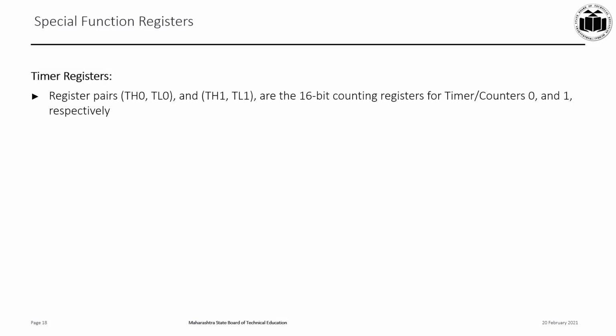Timer registers. Register pairs TH0 and TL0, and TH1 and TL1, are the 16-bit counting registers in which the count for timer 0 and counter 0, as well as timer 1 and counter 1, is placed.